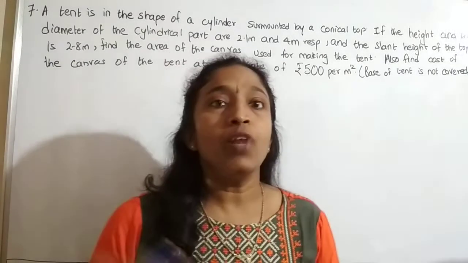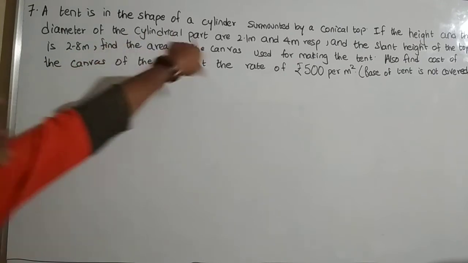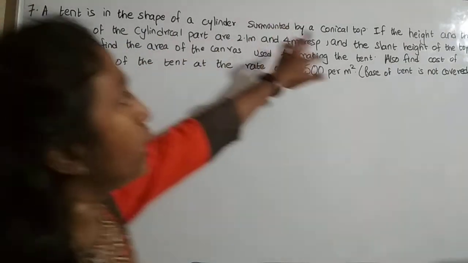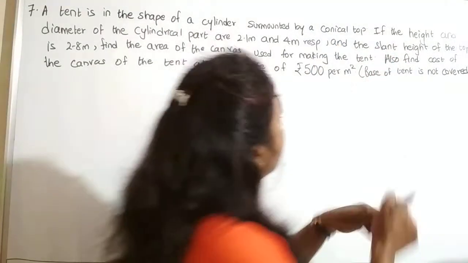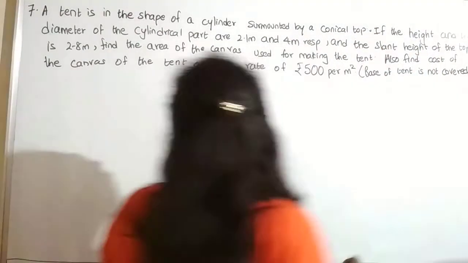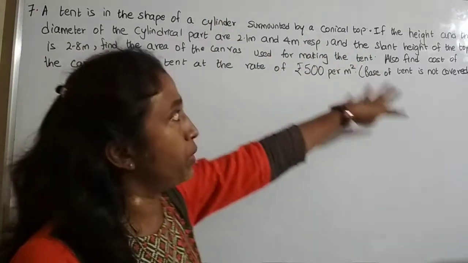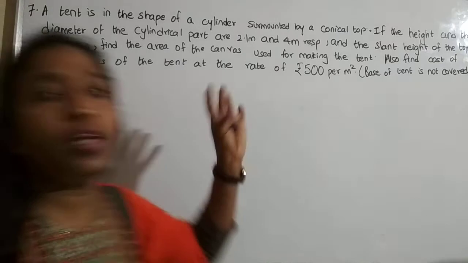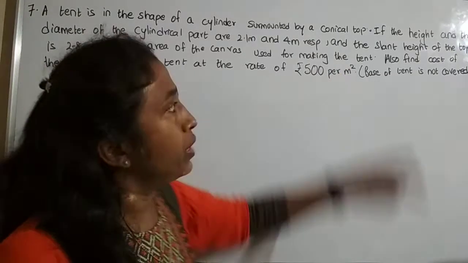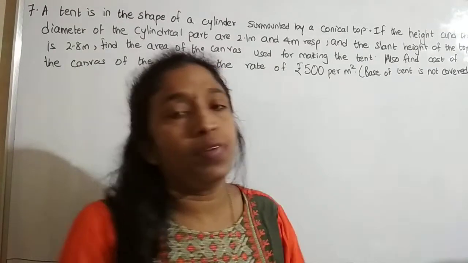Hello. So now we will do the next sum. A tent is in the shape of a cylinder surmounted by a conical top. This is the 7th question. If the height and the diameter of the cylindrical part are 2.1 and 4 meter respectively, and the slant height of the top is 2.8 meter, find the area of the canvas used for making the tent, and also find the cost of the canvas of the tent at the rate of rupees 500 per meter square.